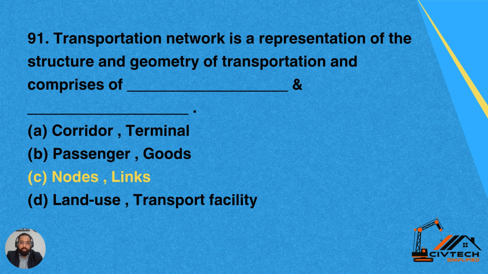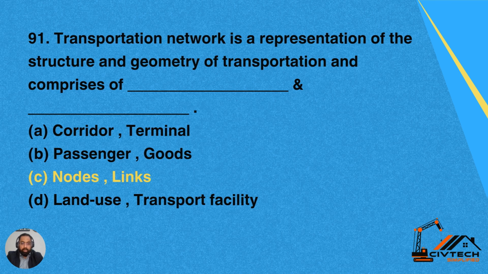91. Transportation network is a representation of the structure and geometry of transportation and it comprises of dash and dash. Option A corridor and terminal, option B passenger and goods, option C nodes and links, option D land use and transport facility. So transportation networks is represented with nodes as well as links. So C is the correct answer.